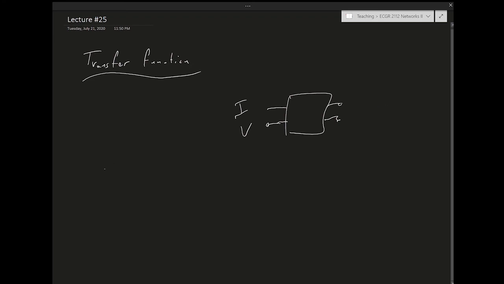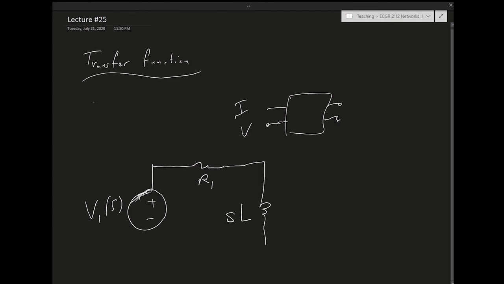So the example is the following circuit. I have some input, and again, it's not a fixed frequency. I can sweep the frequency. When I'm sweeping the frequency, I will tend to not draw the arrow. It's understood that this is a phasor, right? In this case. And then I have R1. I have an inductor. It has an impedance of SL. Remember, S is just a neat way of writing j omega. A shortcut for writing j omega for now. That's how we will think of it, and that's how you should think of it.